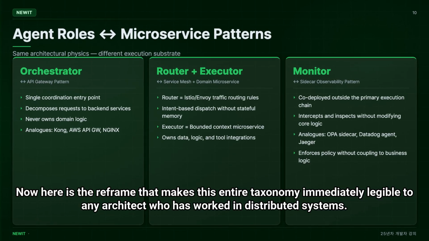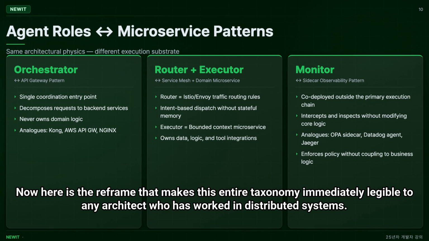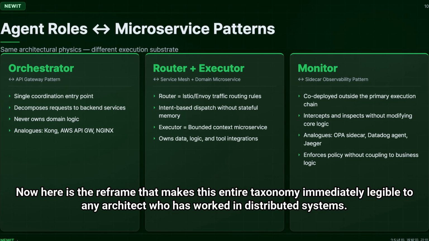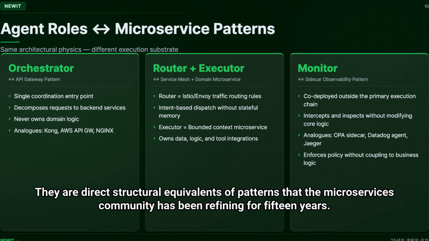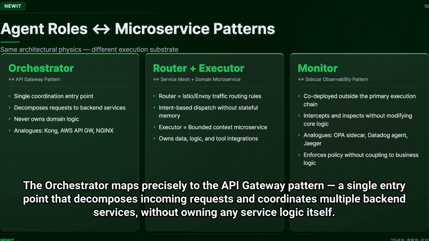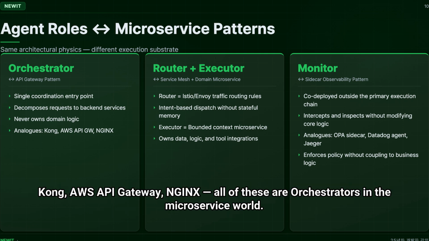Now here is the reframe that makes this entire taxonomy immediately legible to any architect who has worked in distributed systems. These four agent roles are not new concepts invented for the AI era. They are direct structural equivalents of patterns that the microservices community has been refining for 15 years. The orchestrator maps precisely to the API gateway pattern, a single entry point that decomposes incoming requests and coordinates multiple backend services without owning any service logic itself. Kong, AWS API Gateway, and Nginx, all of these are orchestrators in the microservice world.